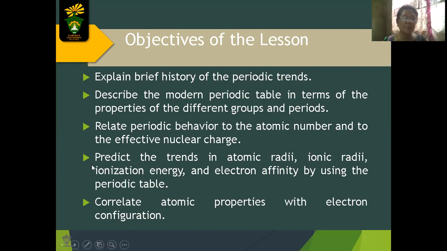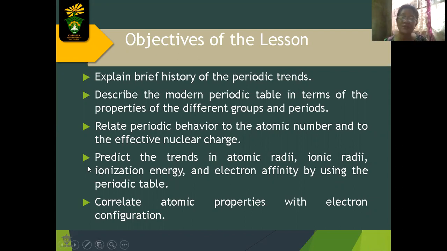The fourth objective is we are going to predict its properties through the atomic radii. What do you mean by atomic radii? It's the radius of the atom. Then ionic radii. Atomic and ionic radii are different because ionic has something to do with atoms which have charge. It could either be a positive charge or a negative charge.